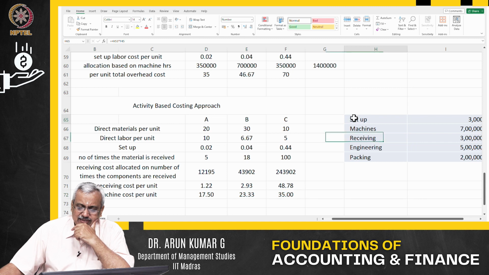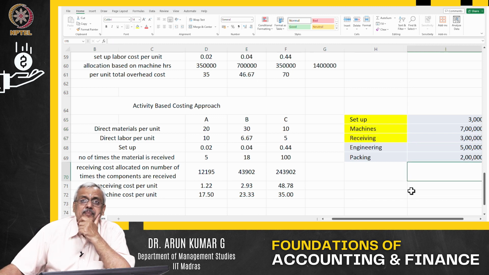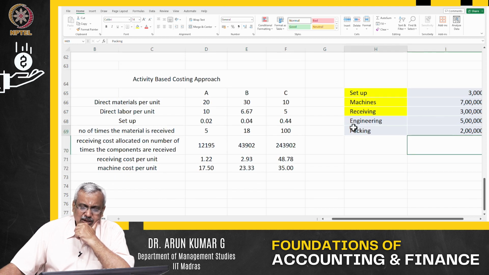So we have finished setup, we have finished machines, we have finished engineering. These are the three we have basically finished as of now. So I am just going to color it for the time being. Now next, let us look at packing.